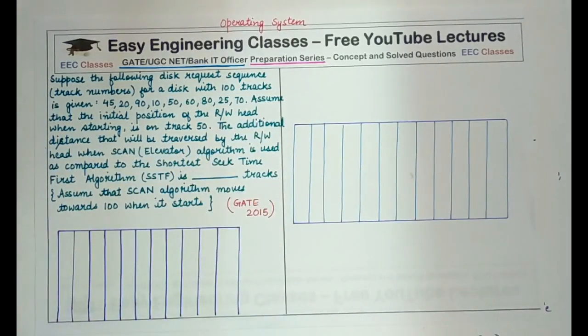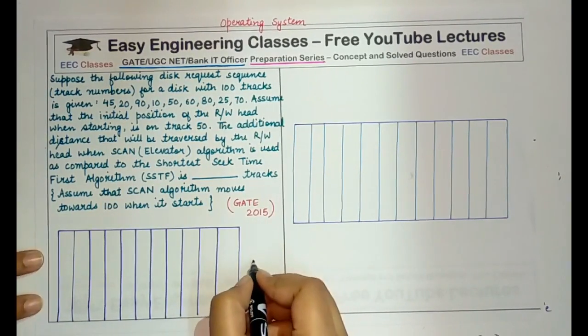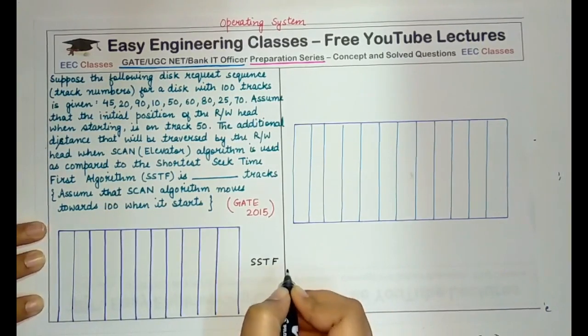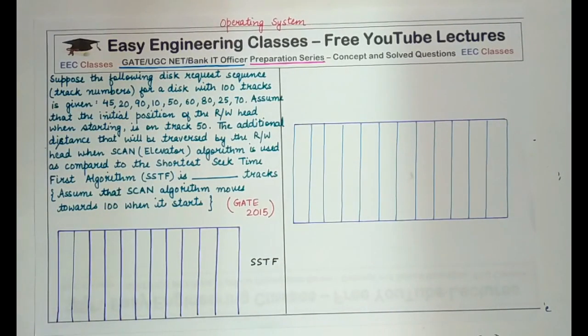All right, so starting with the SSTF algorithm first, in shortest seek time first, what do we actually do? We move the head to the next request that is the nearest one to the current head location, or the request to which the seek time of the head will be the least.